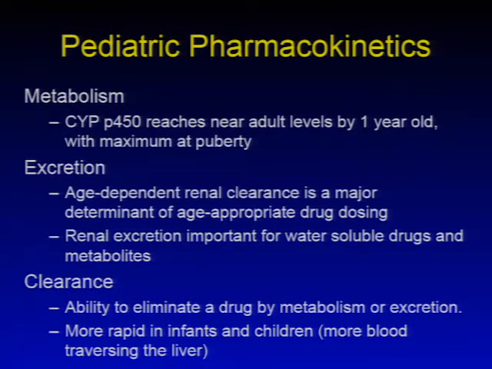Other components of pharmacokinetics include metabolism. The CYP-P450 enzymes in children reach near adult levels by 1 year old, with a max at the age that they reach puberty. In terms of excretion, there's age-dependent renal clearance, and that's a major determinant of drug dosing based on age. Renal excretion is important for the water-soluble drugs and metabolites. In the next slide, I'll show you how the different organ systems develop over time. By 6 months to a year old, the infant does have a mature renal system.